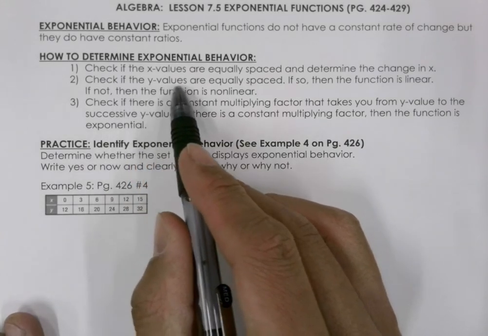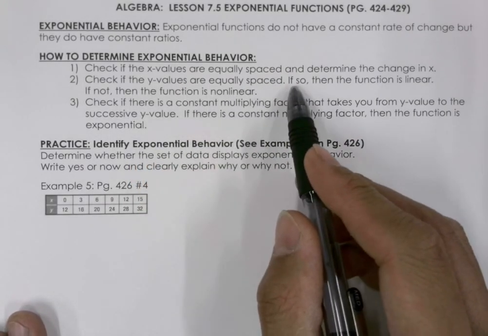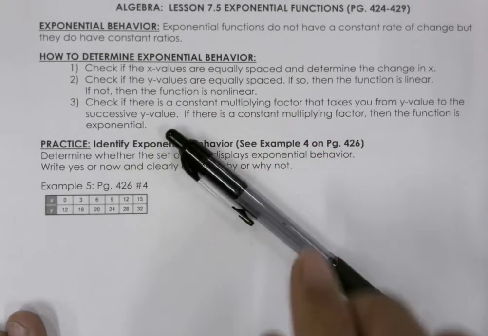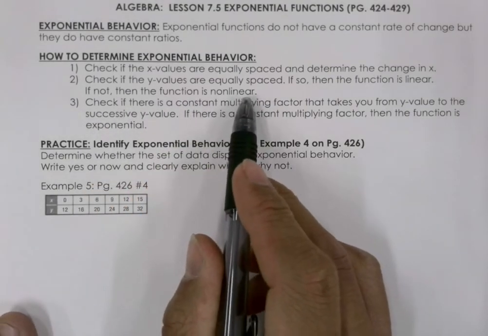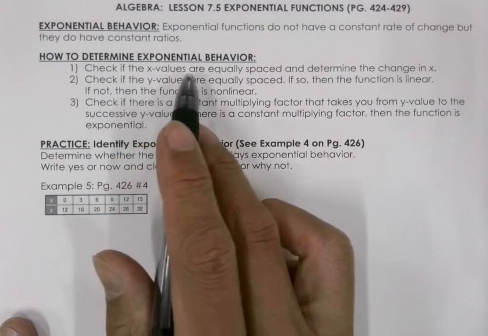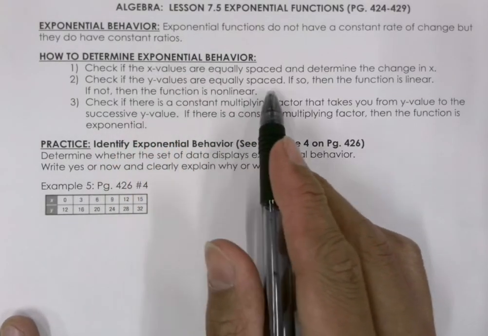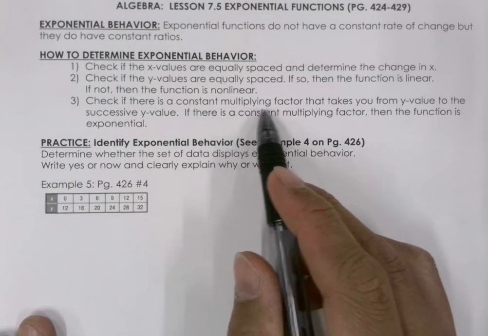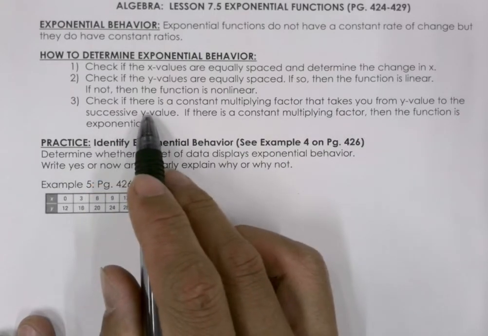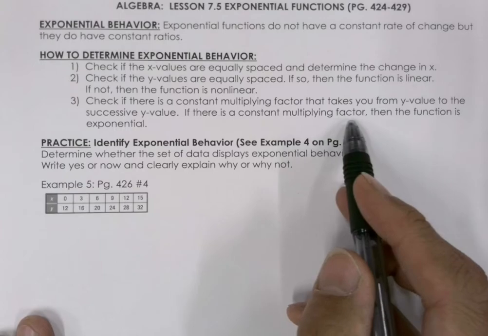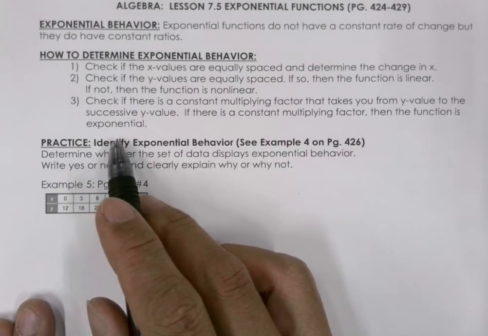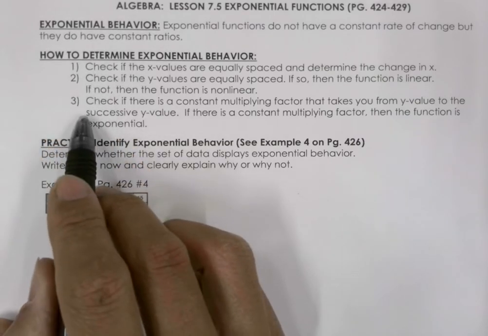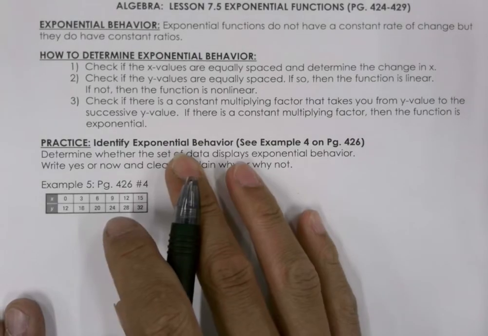Next, we're checking if the y values are equally spaced. If they are equally spaced, then the function is linear, and we have a line. But if not, then it's nonlinear, and it could be exponential. So if we're looking for exponential behavior, we want the y values to not be equally spaced. Next, we're going to check if there's a constant multiplying factor that will take you from y value to successive y value. If there's a constant multiplying factor, then the function is exponential. So it has to pass check 1, it has to fail check 2, and after failing check 2, it has to pass check 3. And then we could say that it's exponential.